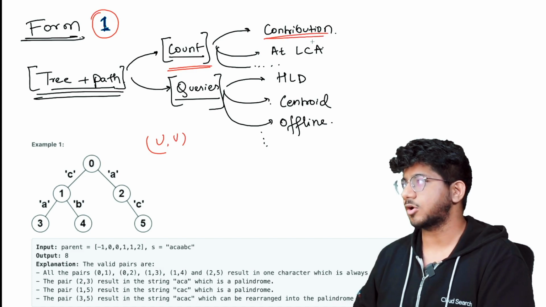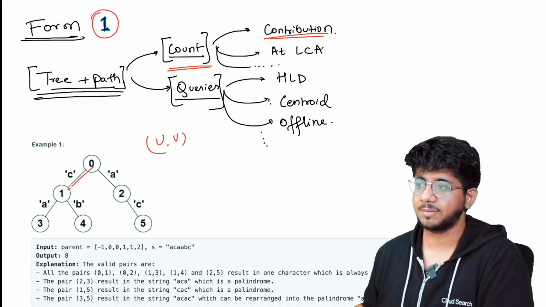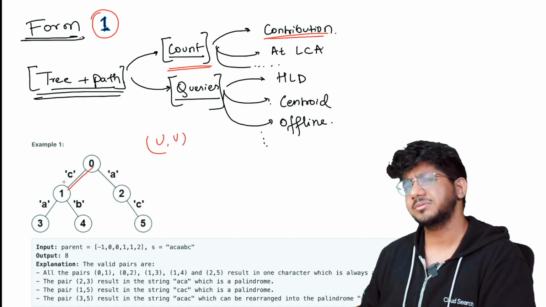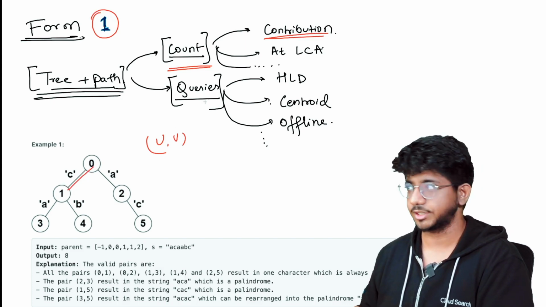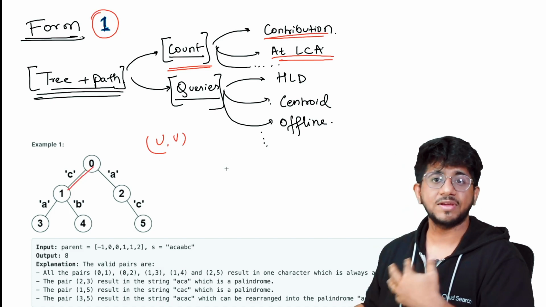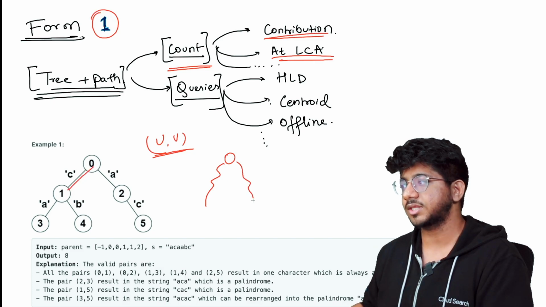For count, we can try the contribution of every edge. No, because we cannot really find how many paths this edge will be part of and will make it a palindrome. So it's very difficult. Contribution of node is super difficult to do. In this case, edges are important. At LCA, that is something simple, right? Because this is a very standard strategy: when you have to count the total number of u and v paths, you try to count things at their LCA.